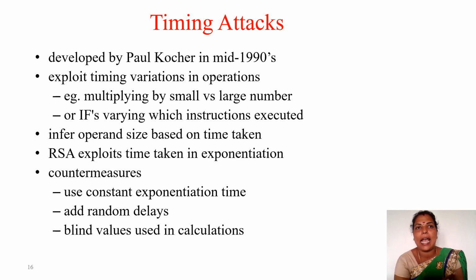So based on the timing, or the time taken to execute the algorithm, they are performing some attacks. In order to overcome that, some measures are given. Some researchers are using constant exponentiation time. Then they are adding some random delays. Then they are adding some blind values in the calculations. So these are some of the measures to overcome the timing attacks.